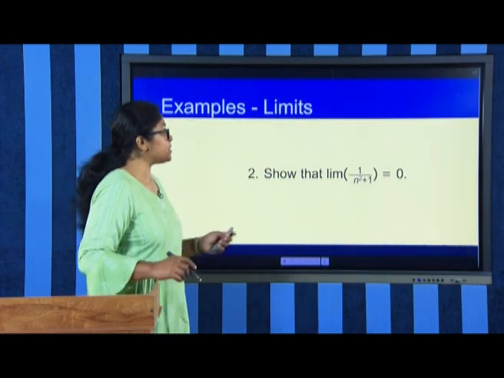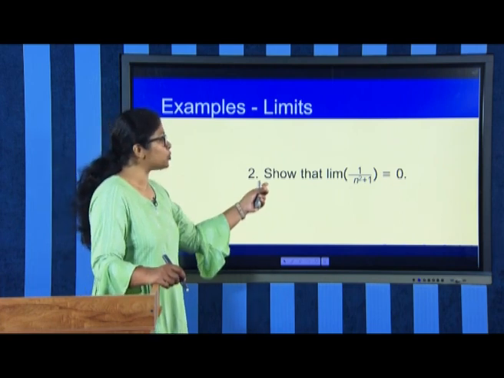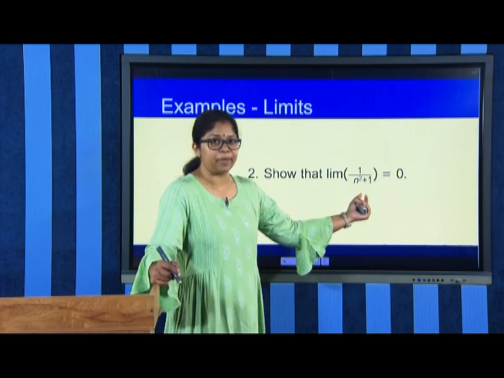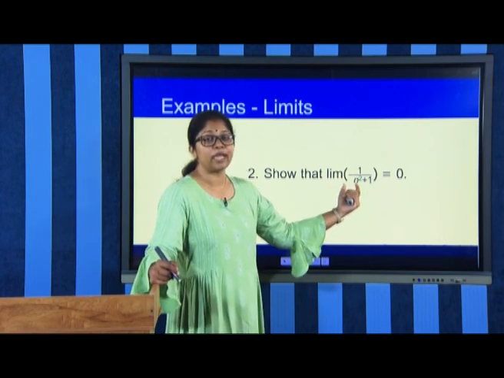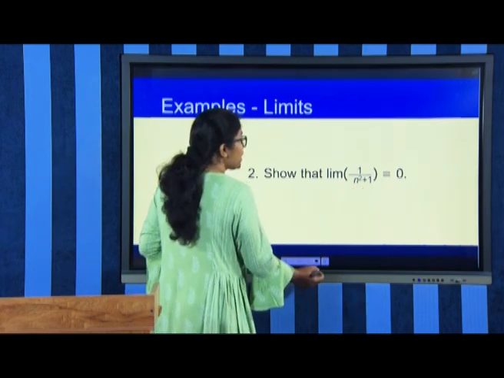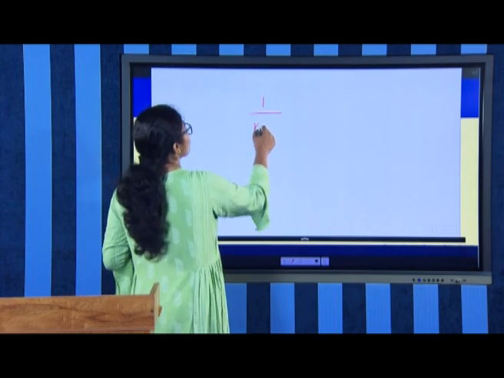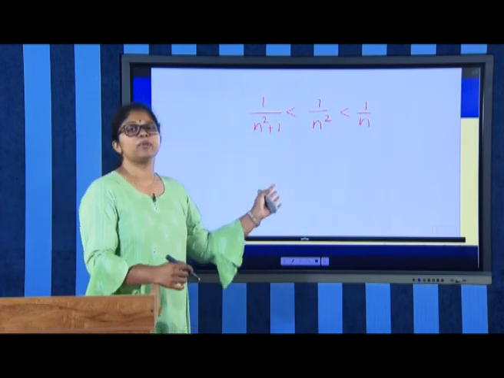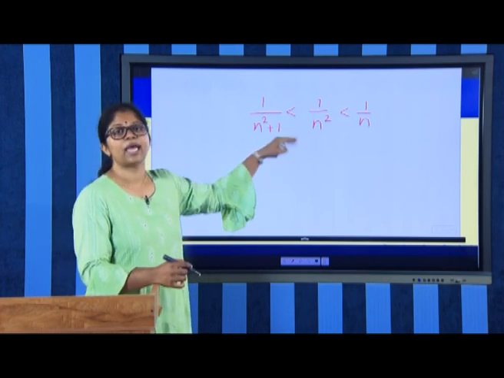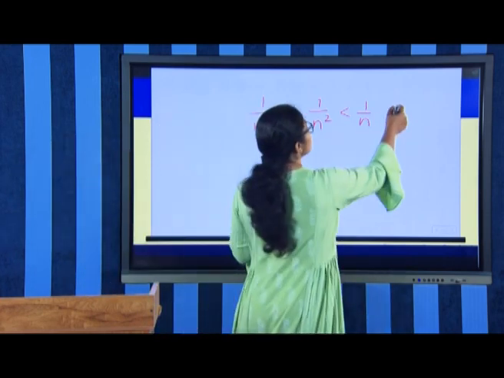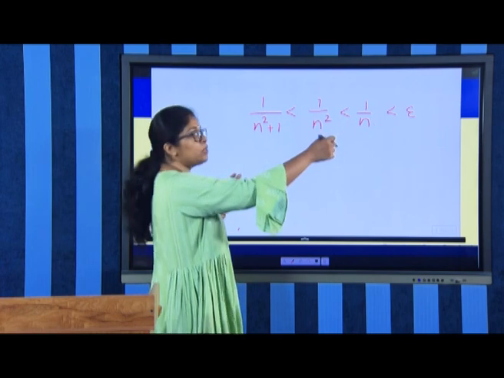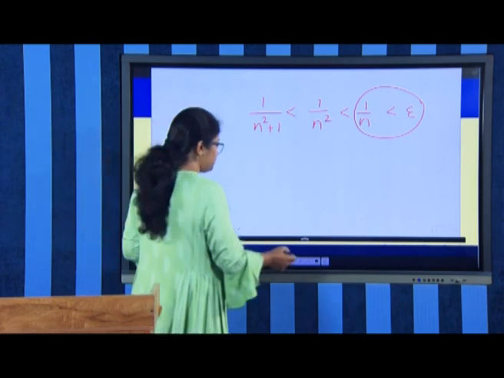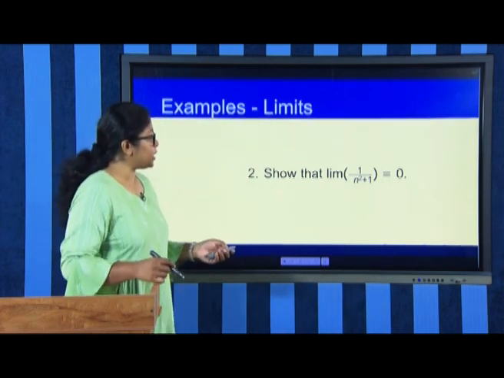Now, the next example is also a similar one, because we need to show that the limit of 1 by n square plus 1 is equal to 0. We know that n is a natural number, so 1 upon n square plus 1 is less than 1 by n square, and that is definitely less than 1 by n. So, the same technique that we adopted to prove that the limit of 1 by n equals 0 can be applied here as well, because if we find this is less than epsilon, automatically this will be less than epsilon. We need to prove only this part, which we have already proved in the first case. So, that is the proof of the second one.